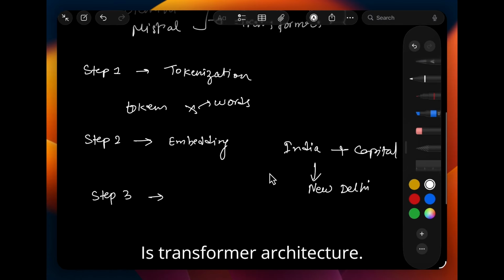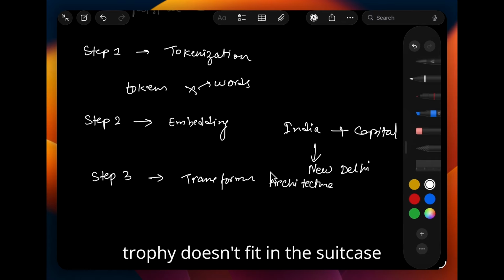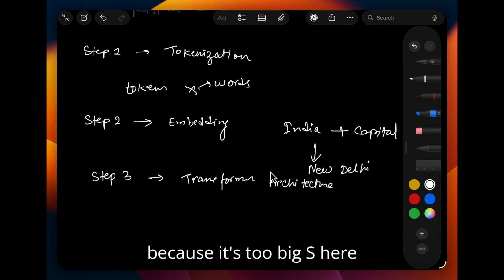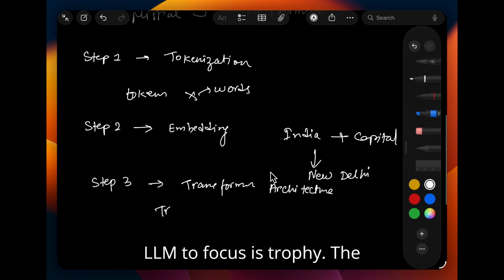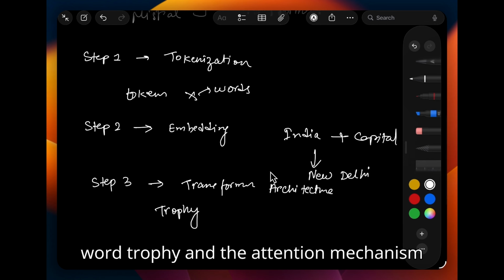If I give you an example, suppose a sentence: the trophy doesn't fit in the suitcase because it's too big. Here, "it" refers to the trophy. So the main important thing for the LLM to focus on is the word trophy. And the attention mechanism figures this out by looking at the relationship between all words simultaneously.